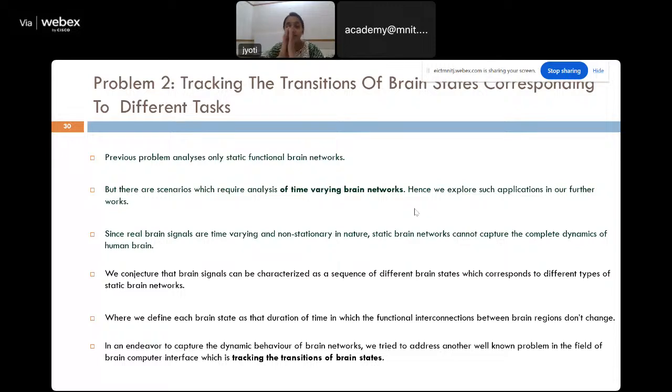One more thing, we have not done any kind of training on any data in my work. We have used the data in real time. Only the present second's data is compared with the previous second's data. And based on this continuous analysis of the EEG signal, we track the transition of brain state.